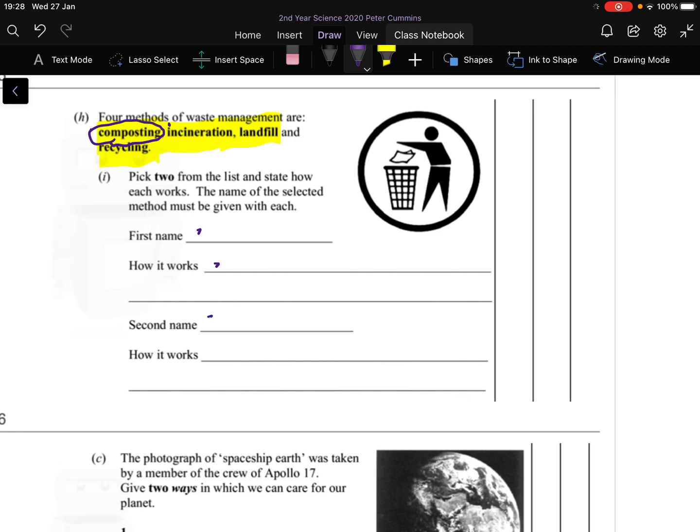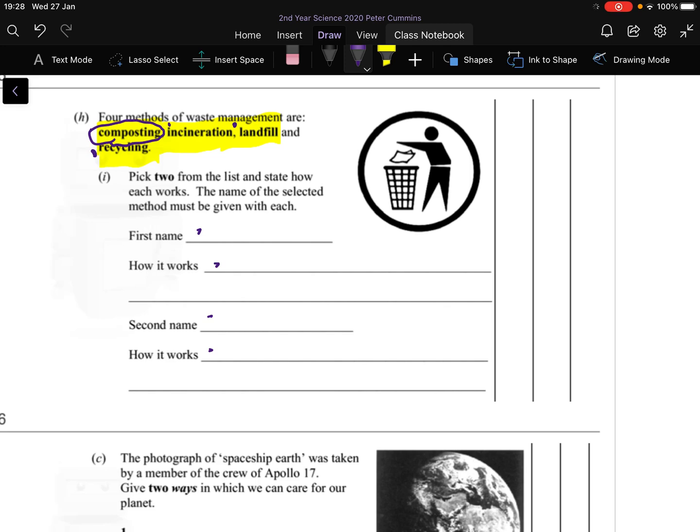Incineration, I can put incineration here, and I could say it's just burning waste. To incinerate something is just to burn it up, put it in a big huge tank and burn it. Landfill, if I was to pick landfill, I would write about just getting the waste, sticking it in a hole and burying it. And that's where a lot of our black bin waste goes, or grey bin, as some people call it. It doesn't ask you is it good or is it bad, it just asks you what's the name of it? How does it work?